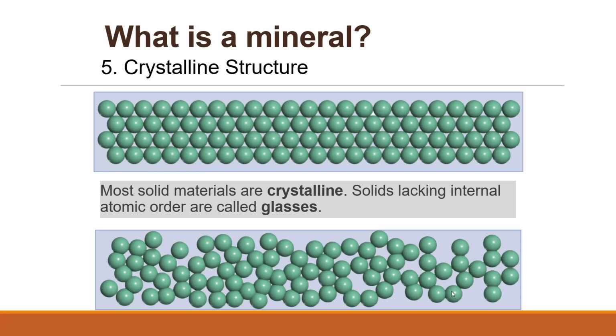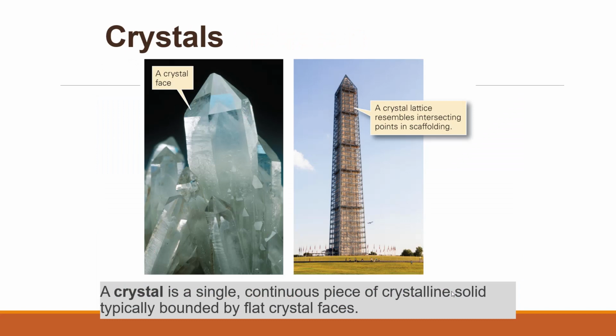We have to have a predictable order for the crystalline structure for the atoms. Some of them are very, very complex, some of them are much simpler, but it has to be predictable. So this means that we will have crystals. A crystal is a single continuous piece of crystalline solid that's bounded by flat crystal surfaces.